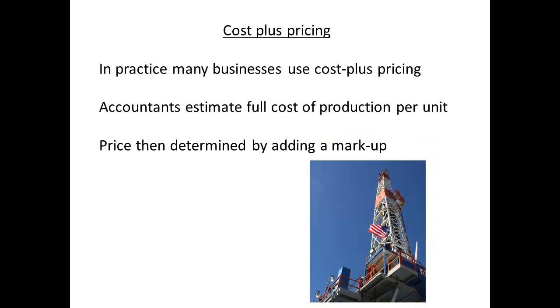There is evidence that many businesses do not really adhere to any of these models consciously. Often accountants are employed to do full cost pricing for production, or cost plus pricing. Full cost pricing takes account of fixed and variable costs. The selling price is then determined by adding a markup. This does not explain how the markup is determined.